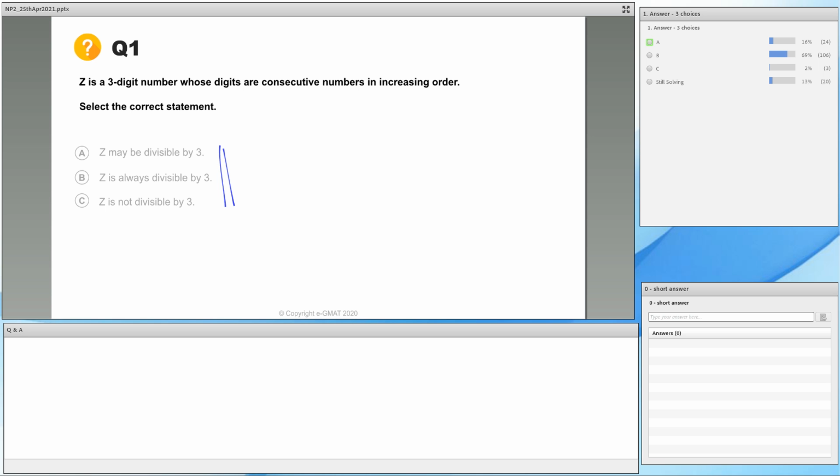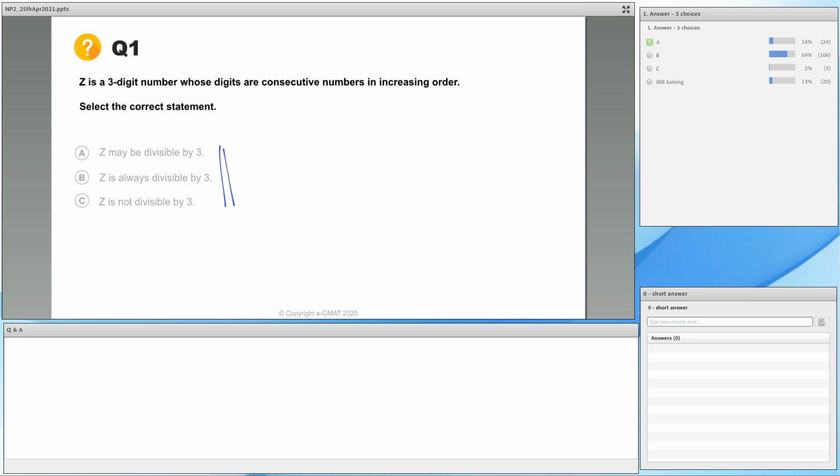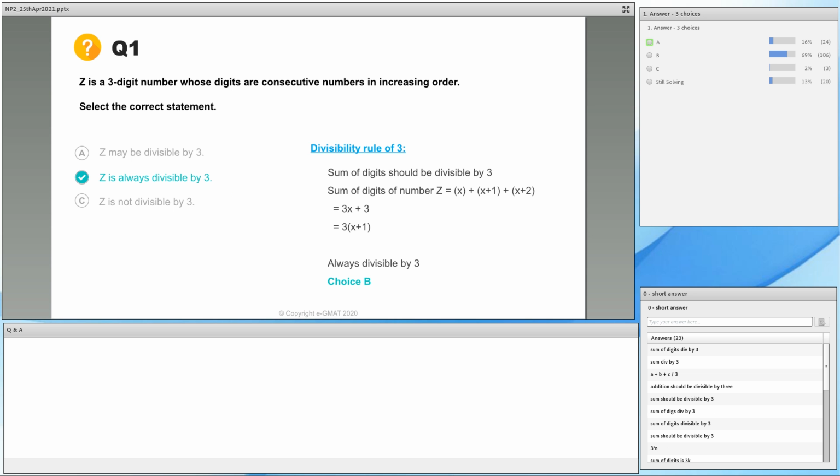So on the short answer pod, who can tell me what is the divisibility rule of 3? When would a number be divisible by 3? At this point, it's more like revision. Sum of digits, absolutely. If the sum of digits is divisible by 3, then yes, that particular number would be divisible by 3. And that's all you need to solve this problem. And that's why 70% of the batch did get the correct answer.